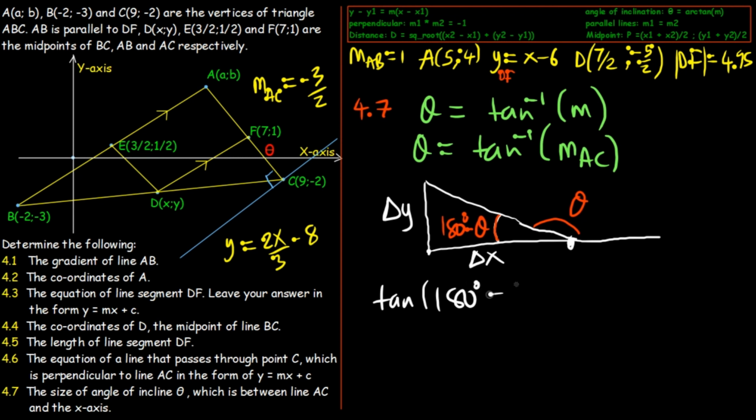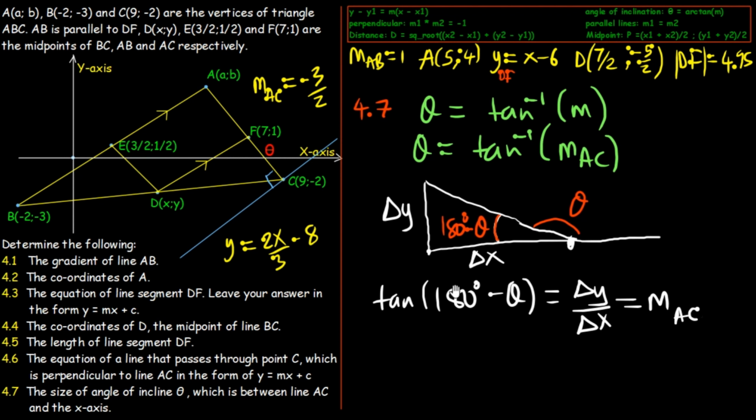180 degrees minus theta. This is equal to, the trigonometric ratio of tan says, the opposite to this angle over the adjacent to the angle. So it will be equal to change in y over change in x, and change in y over change in x is the gradient. Since this is inclined along this line, in this case line AC, it will be the gradient of line AC.